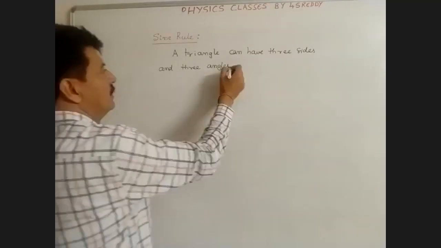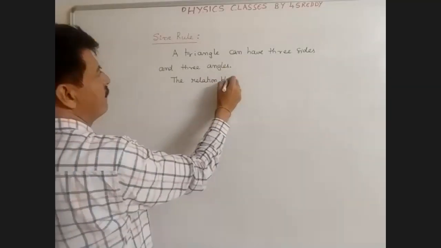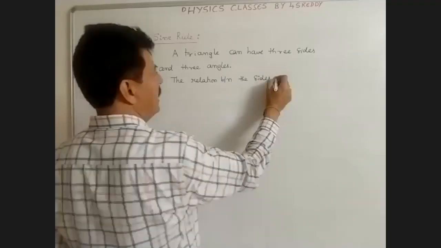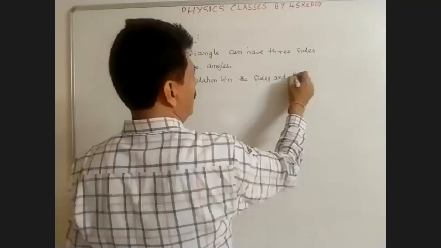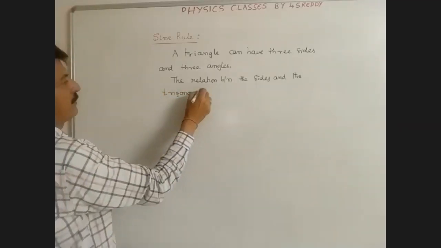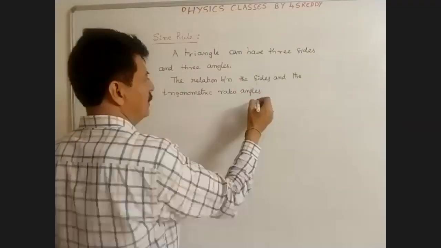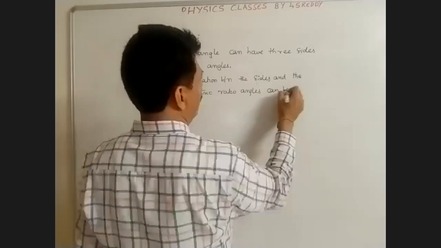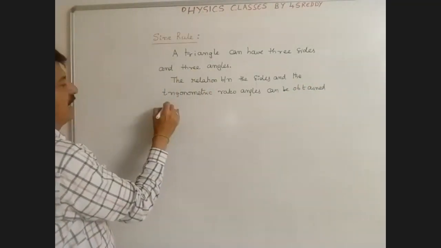So the relation between the sides and the trigonometric ratios of the angles can be obtained as follows.